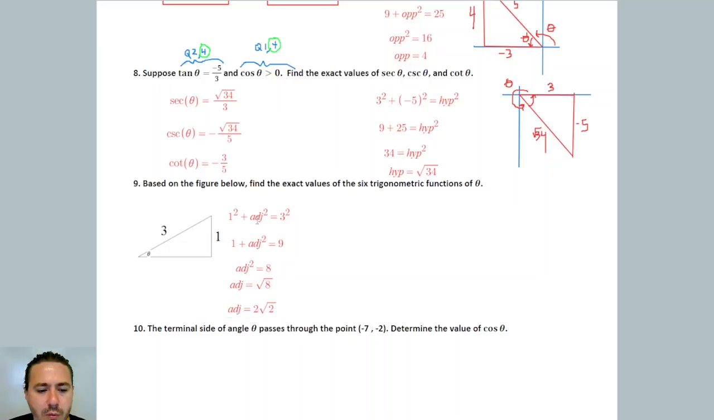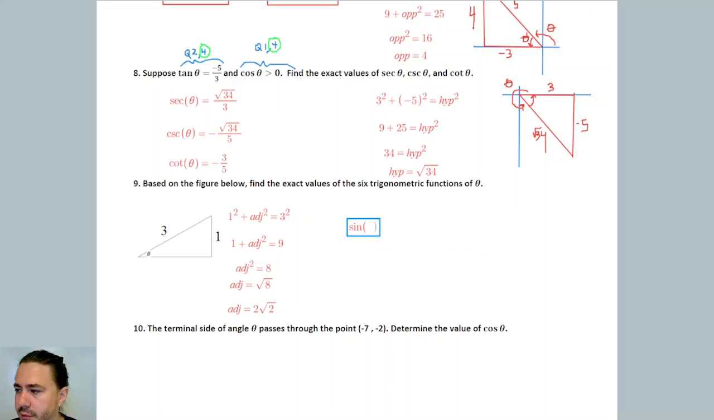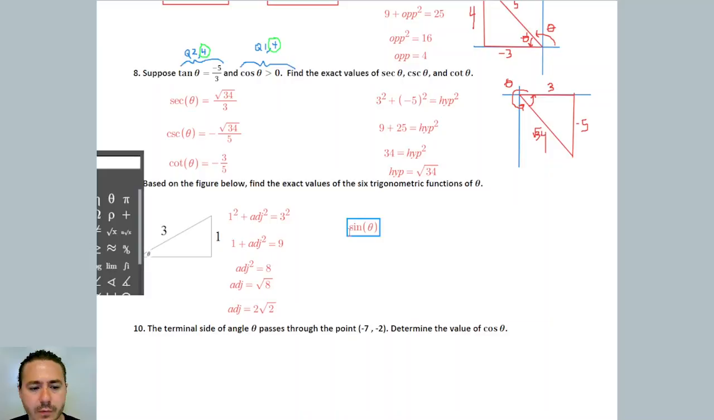All right, so let's go ahead and just list all the 6 trig functions. I think we're just going to type them out. Sine of theta is going to be opposite over hypotenuse. It's going to be 1/3. I didn't need to do any work for that one.